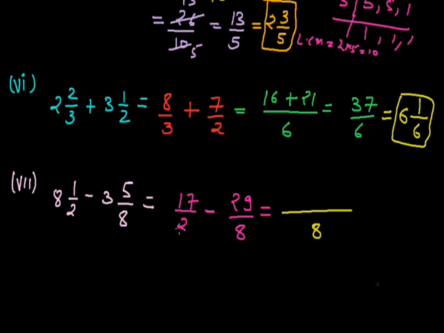To make 2 as 8, we have to multiply it by 4. So 17 will also get multiplied by 4. So we will get 68. And since 29 is already having 8 in the denominator, we don't need to multiply it by any number. So 29 will be written as it is. Now we will get 68 minus 29. This will give you 39 upon 8, which will be equal to 4 7 by 8.